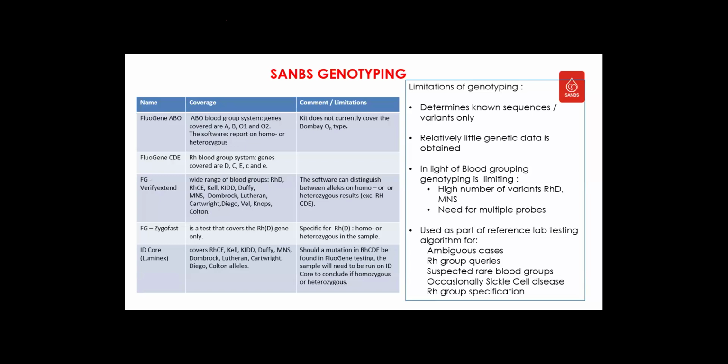So we use this testing for serologically ambiguous cases, for RH group queries, suspected rare blood groups, occasionally for sickle cell disease, red blood cell genotype characterization, and RH group specification. Good, that's the first part of my lecture.